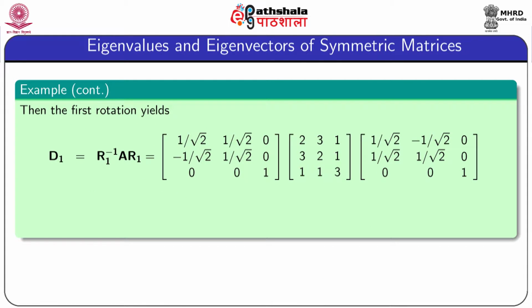Therefore, the first rotation yields the matrix D1 equal to R1 inverse A R1. After simplification, this becomes the matrix whose first row is 5, 0, 1.41421; second row is 0, minus 1, 0; third row is 1.41421, 0, 3. It may be noted that this is not a diagonal matrix. So, the next iteration is required to convert D1 to a diagonal matrix.